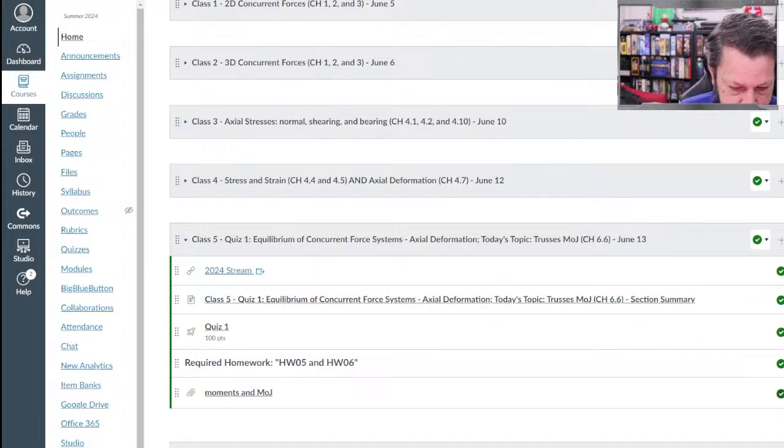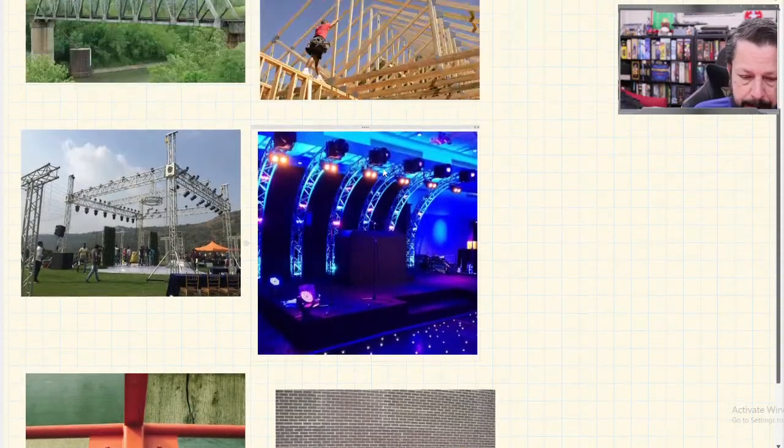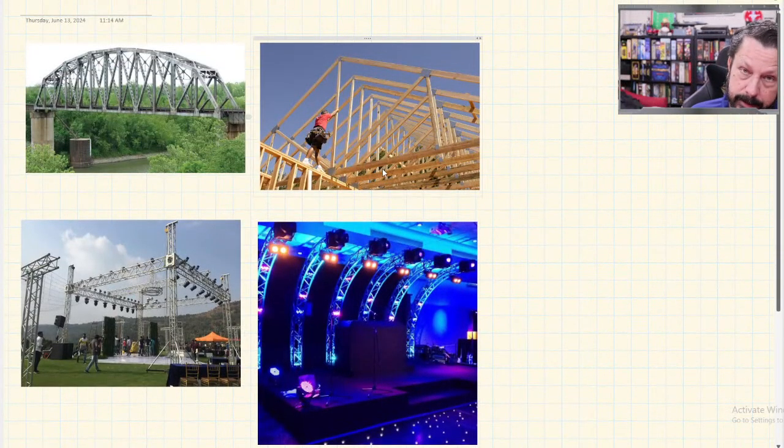All right, so let's go over to this idea of what I've written here. I've written trusses MOJ, so that's what we're going to talk about. Let's go to OneNote first. I've got a bunch of pictures that I went on the web and looked for, pictures of things that I would call trusses.